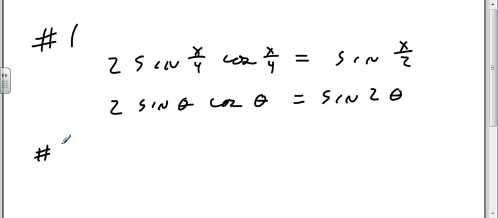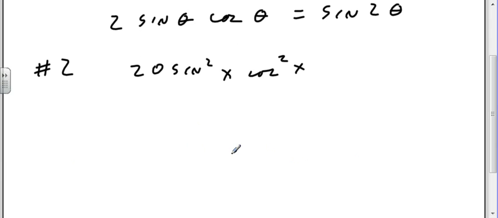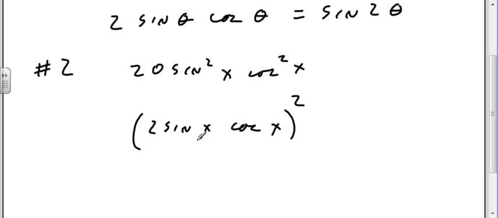All right, we'll look at number 2. 20 sine squared x cosine squared x. What are we going to do with that? I don't recall there being a formula with sine squared and cosine squared. Well, if I had 2 sine x cosine x, and I squared it, I would have 4 sine squared x cosine squared x. And if I put a 5 out front, now I would have 20 sine squared x cosine squared x. And now I look at the center part, and this is just 5 sine squared of 2x.